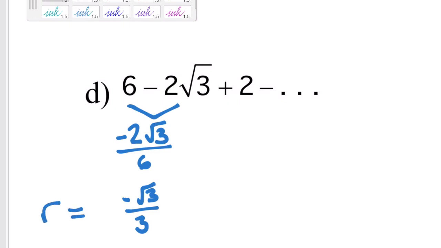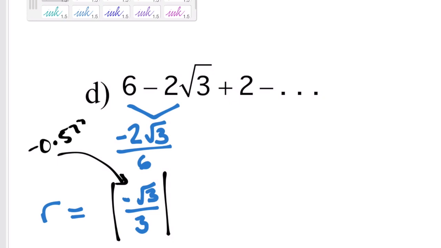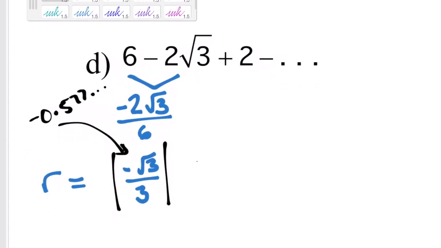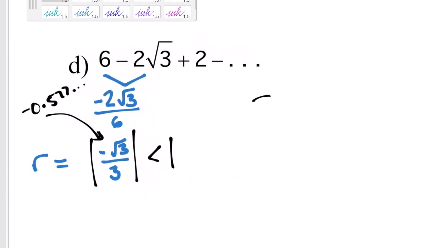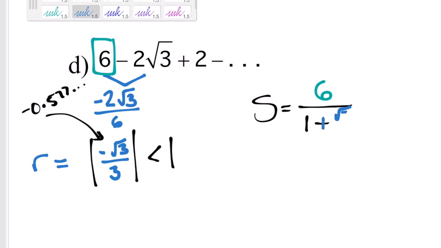If I do the absolute value here, plugging that into your calculator, we would end up with negative 0.577, and then a bunch of stuff happens because, again, it's irrational. This is smaller than 1 when we do the absolute values, so we can do the sum here, which means I'm looking at my first term being the 6 that goes on top, over 1 minus my negative square root 3 over 3.